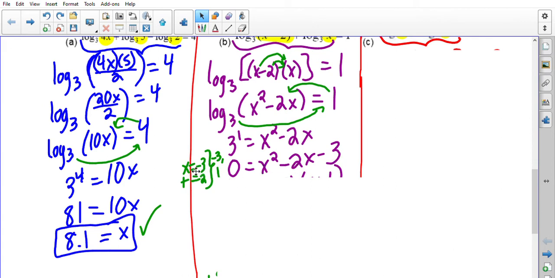And then this is a simple trinomial. So we're going to look for two numbers that multiply to -3 and add to -2. So it's a -2 there, and that's hard to see. Let's fix that.